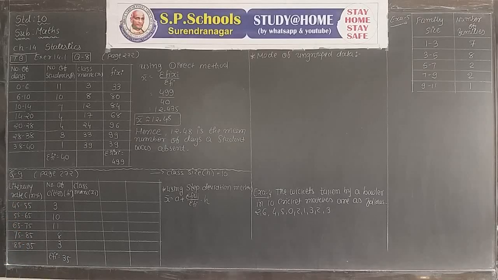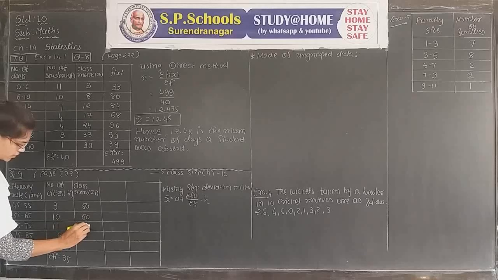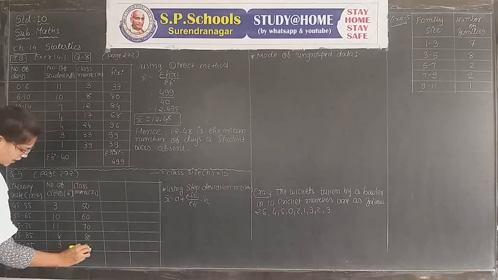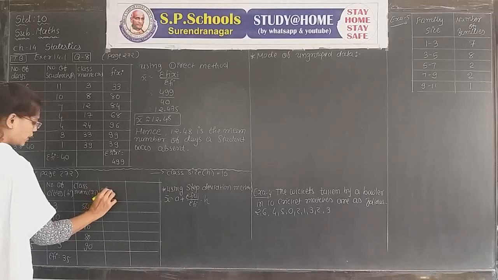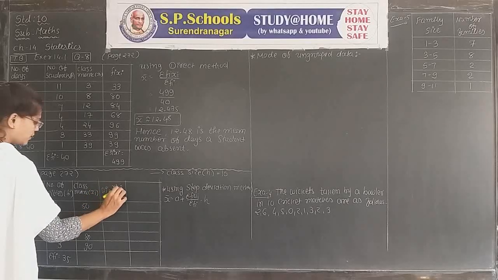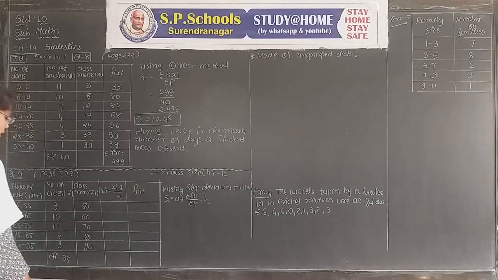45 plus 55, which is 100, and the 50 is here. 65 plus 55, 120 divided by 2, which is 60. Again you should add 10, 10, 10 to find consecutive class marks: 70, 80 and last is 90. We are using step deviation. Then the fourth column is for Ui, Xi minus A upon H, and the last is for Fi into Ui.